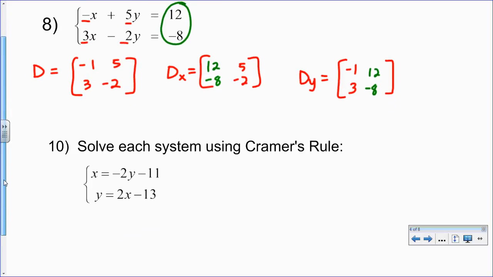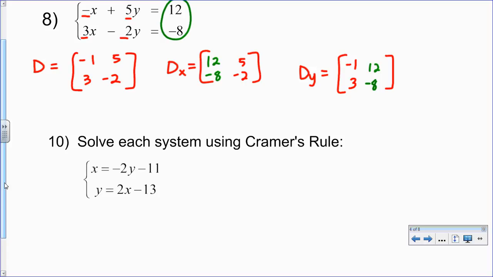First thing I need to do is write these equations in standard form so I have everything lined up. So for this first equation, I'm going to add the 2y, so x plus 2y equals -11. And then in the second equation, I need to subtract 2x, so it'll be -2x plus y equals -13.